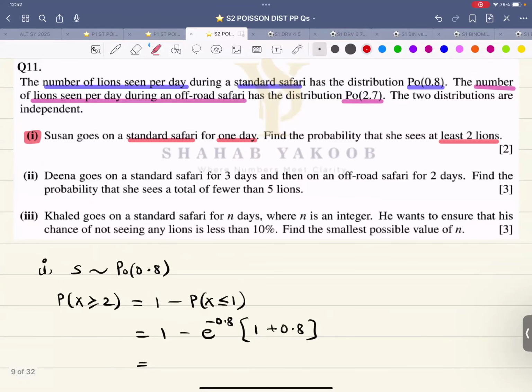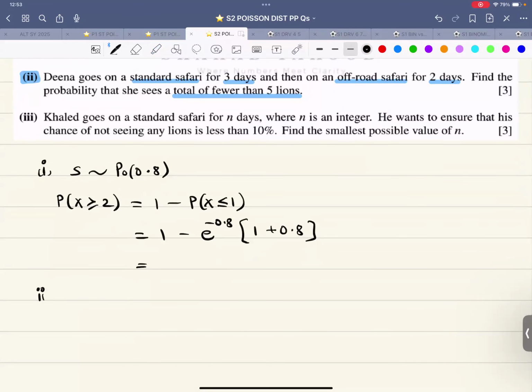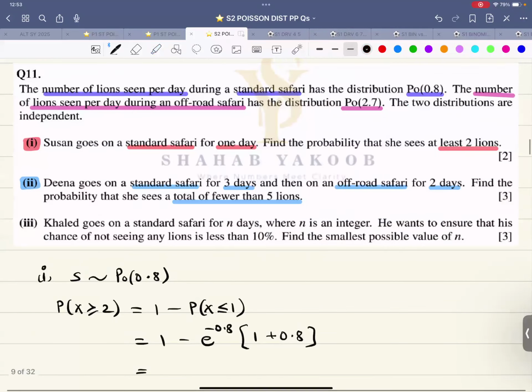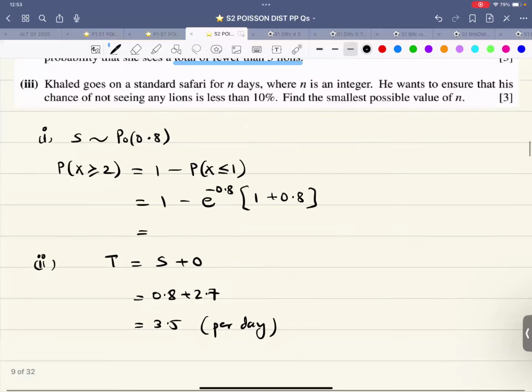The second part. Now it says Dina goes on a standard safari for 3 days, and then on an off-road safari for 2 days. Find the probability she sees a total of fewer than 5 lions. So now if we are talking about total, the total is standard safari plus off-road safari. So that is 0.8 plus 2.7, which comes out to be 3.5. This is for per day. But there is an issue.